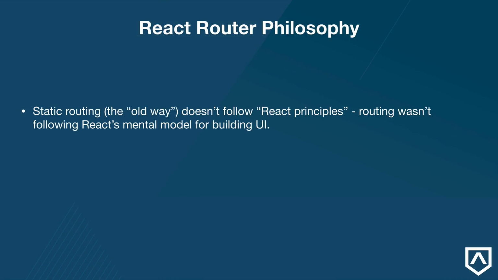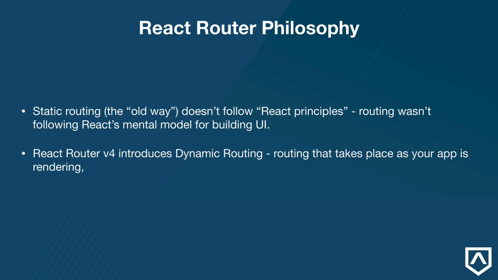So the old way, version 3 of React Router, versions 1, 2, and 3, all the other routers that we have in other front-end technologies, they are static routing. Static routing doesn't really follow React principles. In other words, routing wasn't following React's mental model for building the UI. And the authors of React Router noticed this and wanted to change React Router to follow React's mental model.